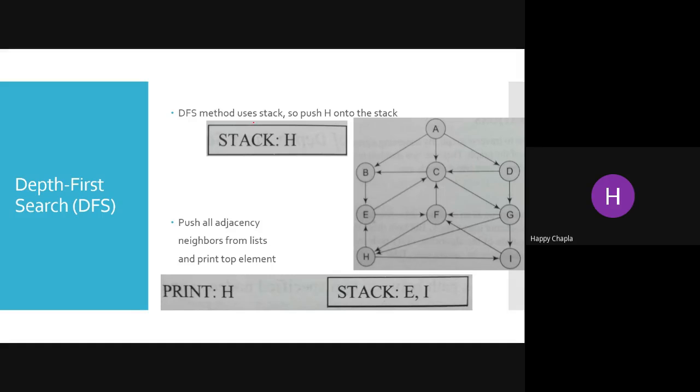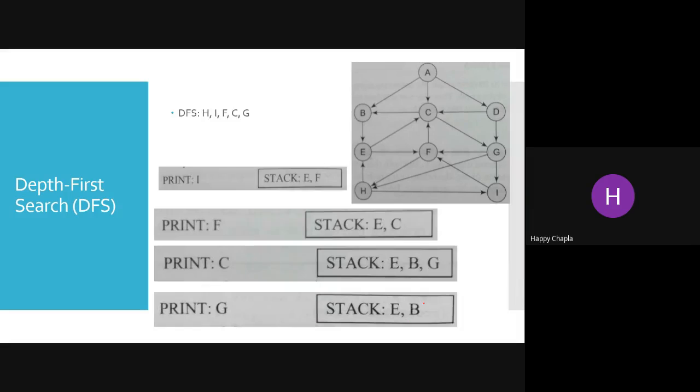The DFS method uses a stack. So push H onto the stack. Now push all adjacency neighbors from the list and print the top element. We are just putting those elements into this stack, so we have to put this E and I. Okay, now next.